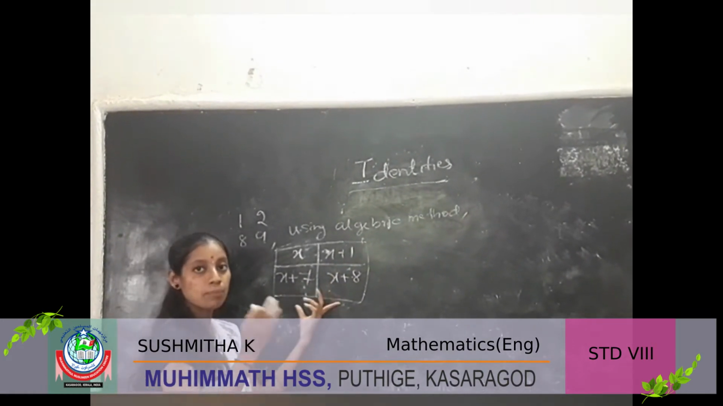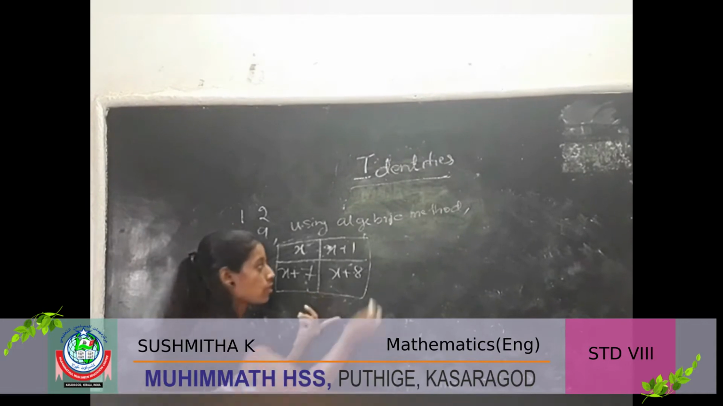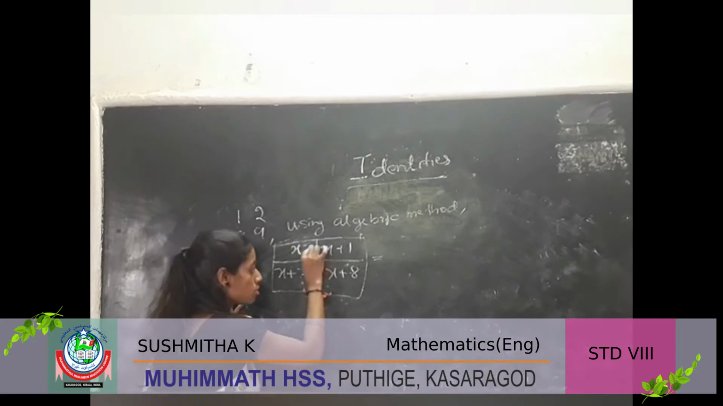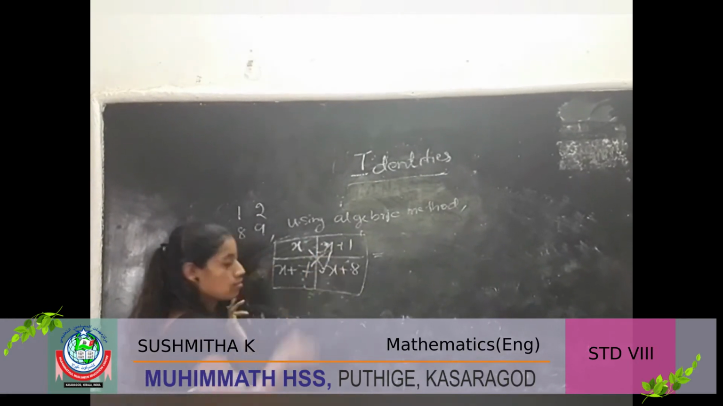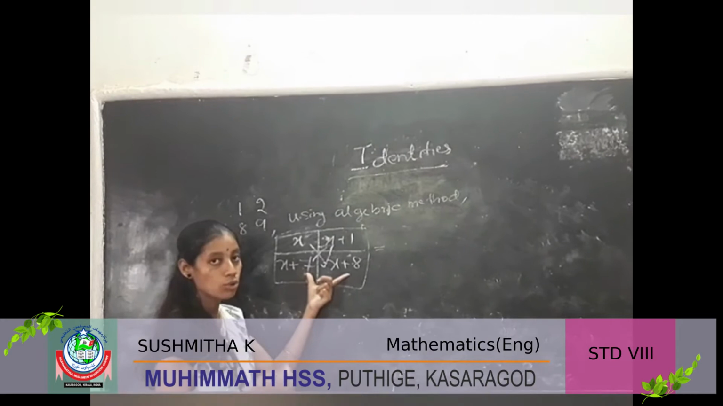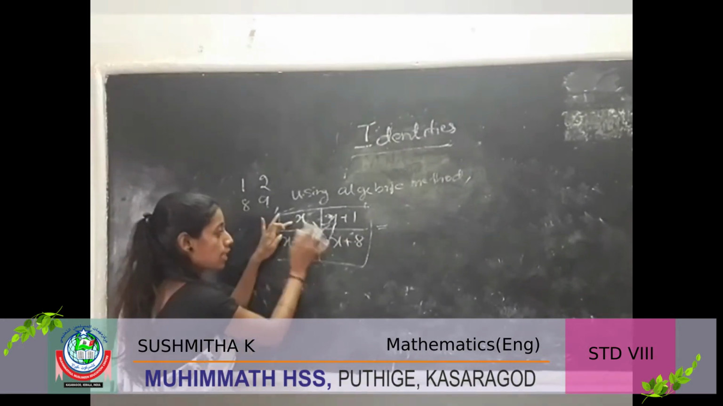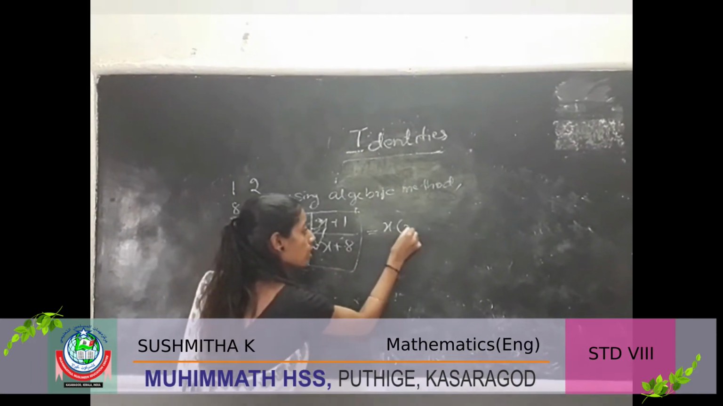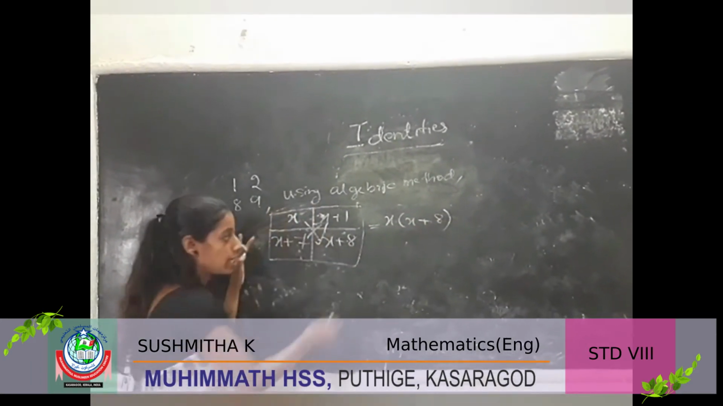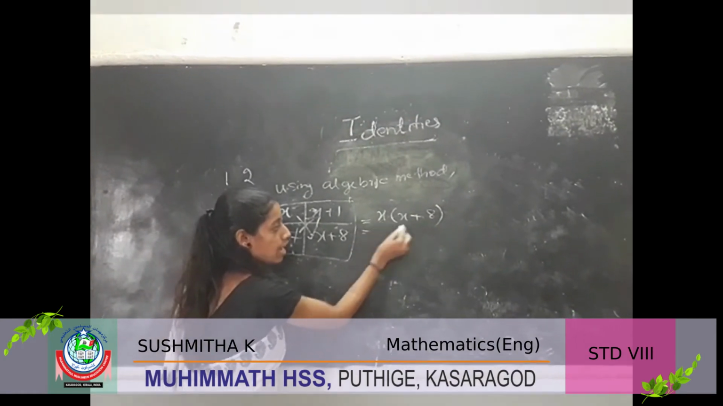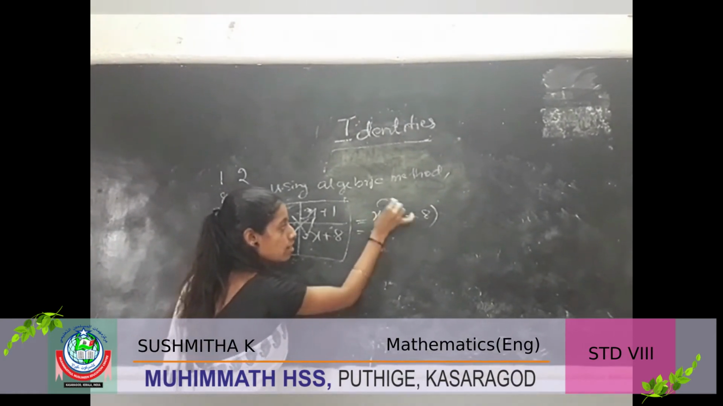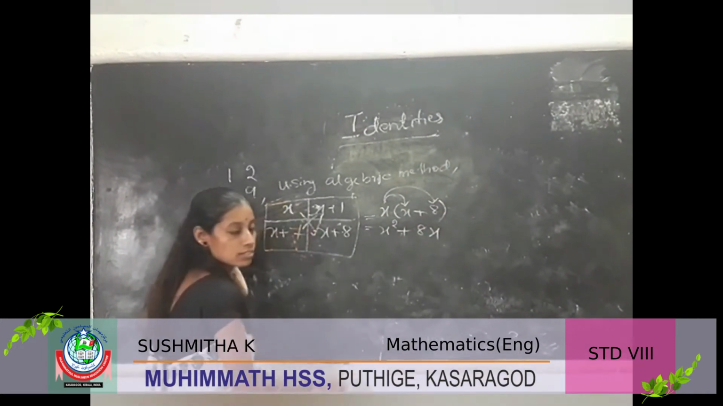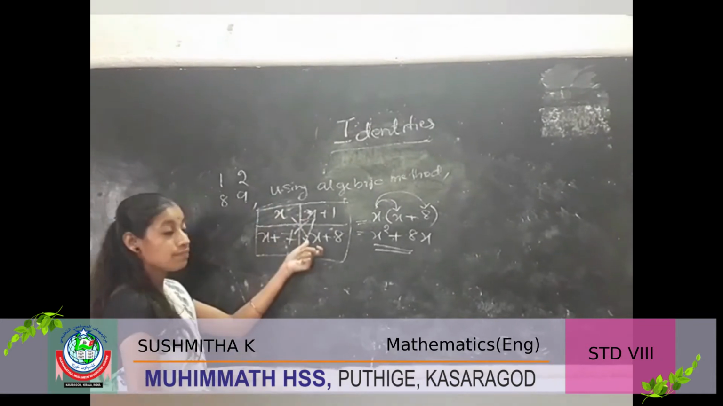We should find the product of these numbers, isn't it? So how do we find the product of the diagonal numbers? First select these two numbers: x into x plus 8. So how to write the answer? x into x is x square and x into 8 is 8x. So this is the product of the first diagonal numbers.